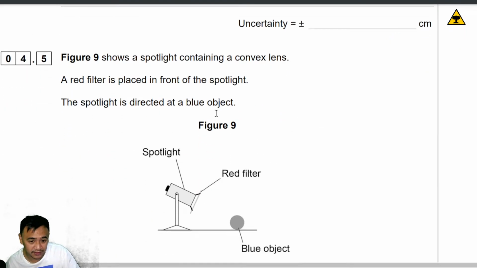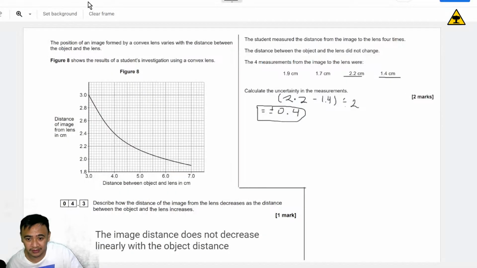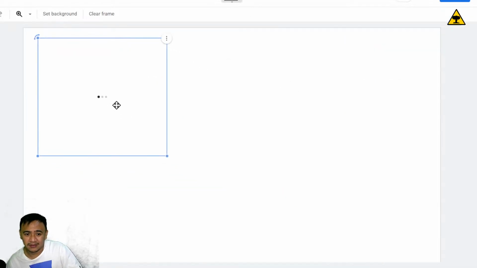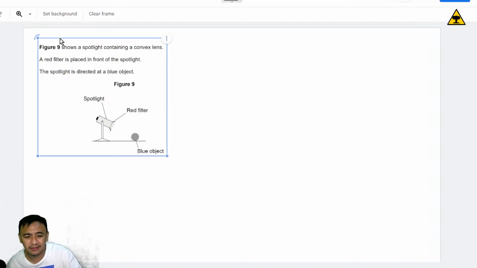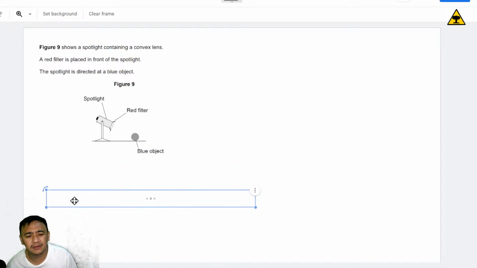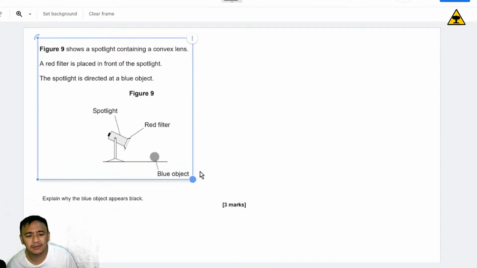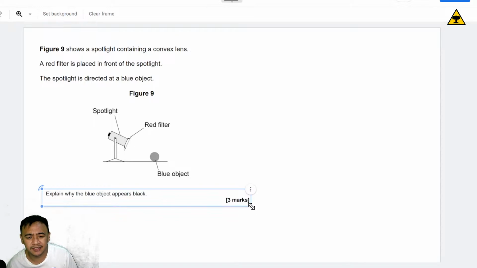Now we have the next question. Figure 9 shows a spotlight containing a convex lens, and then a red filter is placed in front of the spotlight. The spotlight is directed at the blue object. The question here is, explain why the blue object appears black.